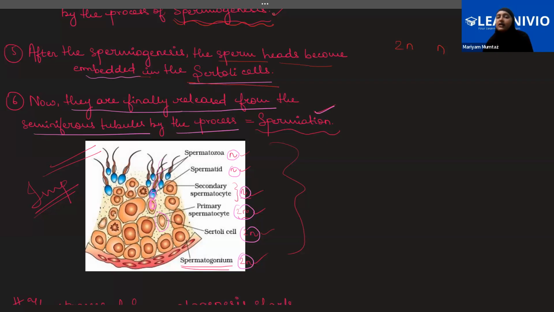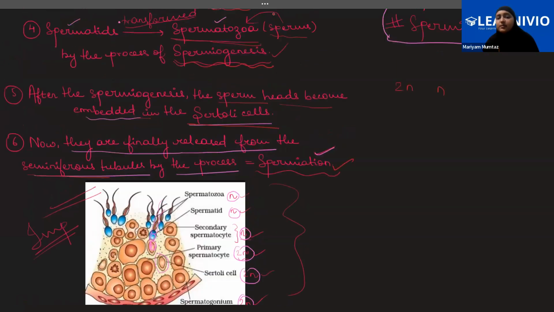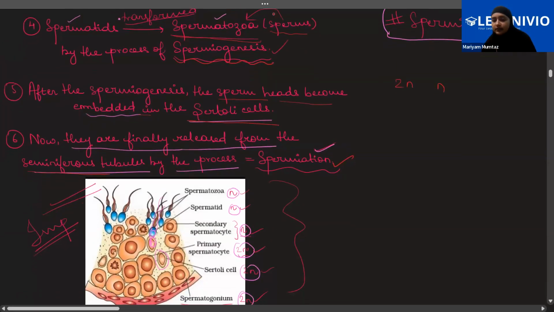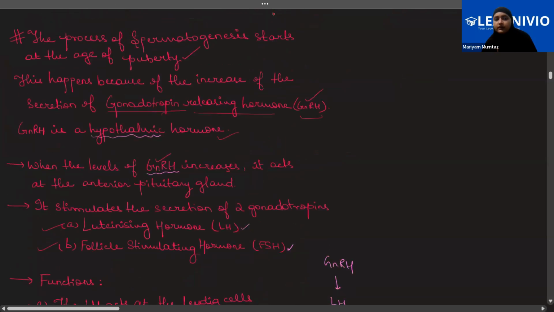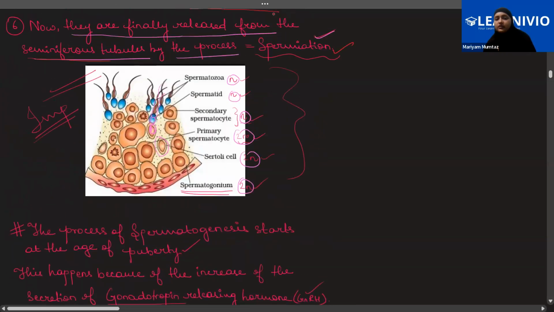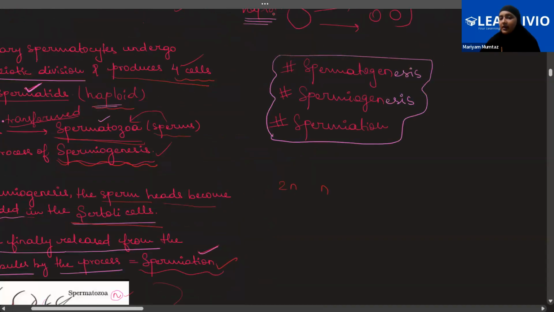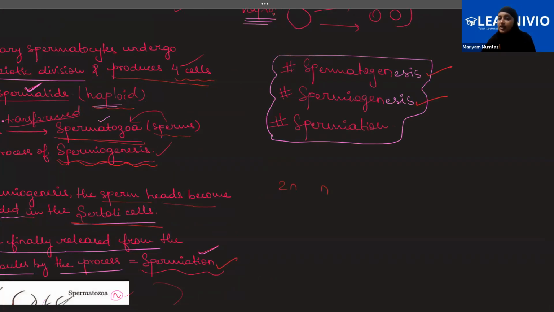Now, when they are released from the seminiferous tubule, this process is known as permeation. The release of the spermatozoa from the seminiferous tubule is known as permeation. Clear? Okay. So 3 things we have discussed: spermatogenesis, spermiogenesis, permeation. 3 things are there.